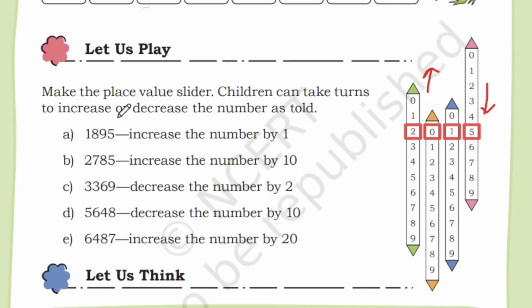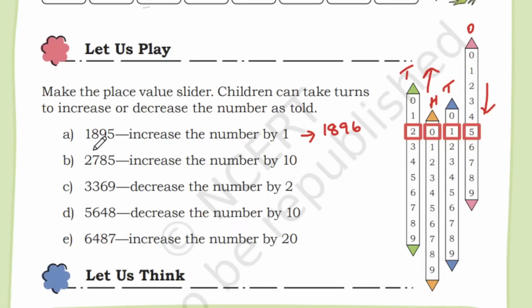So we have to increase the ones place. When you increase the ones place, what will this become? 1896. So now we have to move the slider here. This one is the 1000, 100, tens and 1 slider. So you have to move the slider accordingly. So you should get 1896 in the slider. Okay.